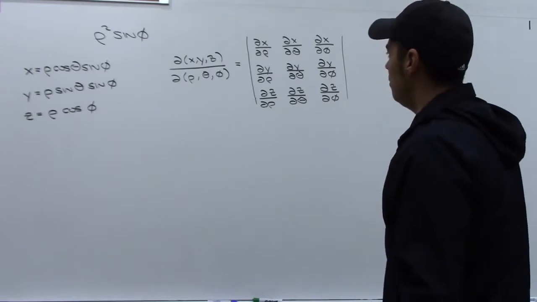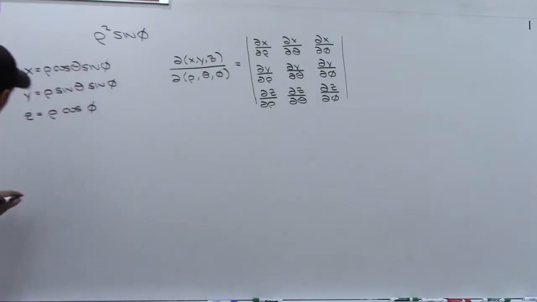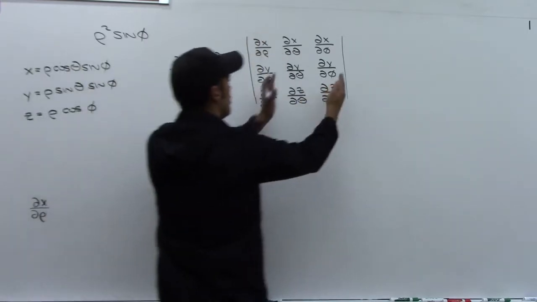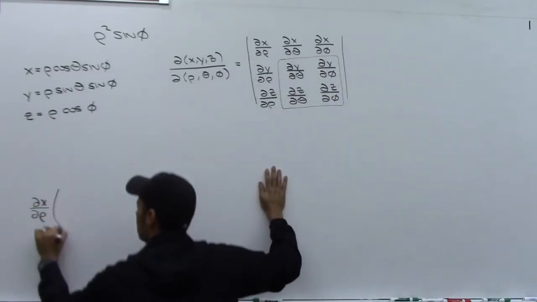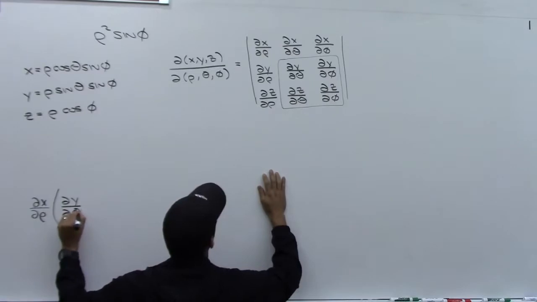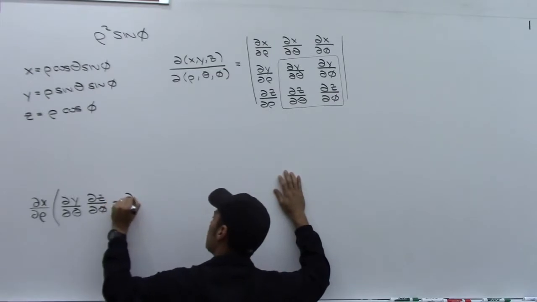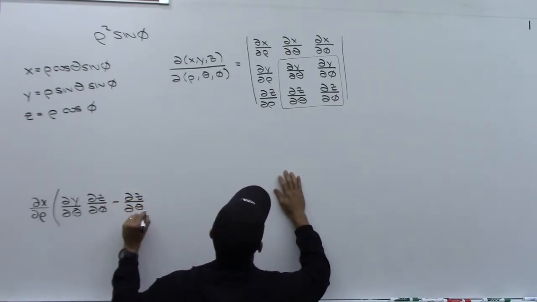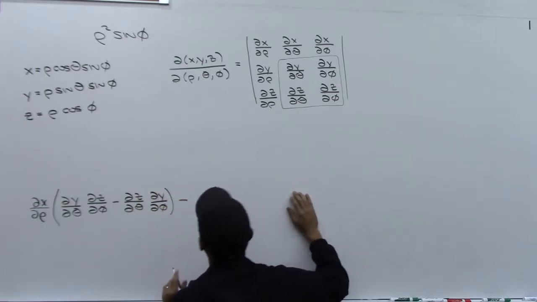This will be equal to, okay, see if you can follow me on this. I'm going to write it down here low. Partial x with respect to rho, which is this one, times the determinant of this. So the determinant of that is partial y with respect to theta, partial z with respect to phi, minus partial z with respect to theta, partial y with respect to phi, minus, because remember that's what you do, you switch.